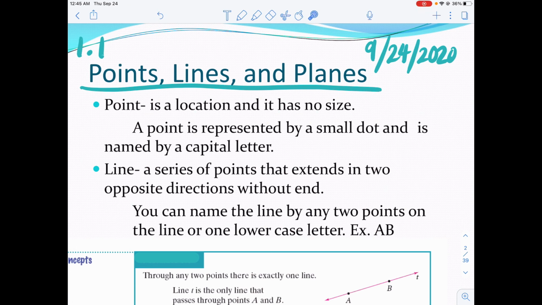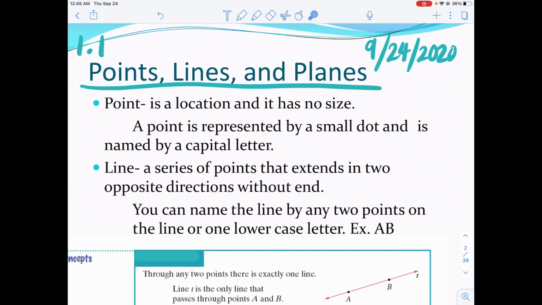The first vocab word you'll notice is point. A point is a location and has no size. A point is represented by a small dot and is named by a capital letter. So we're clear, a point just looks like a dot and you name it with one capital letter. Next vocab word is line. A line has a series of points that extends in two opposite directions without end. You can name the line by any 2 points on the line or one lowercase letter.